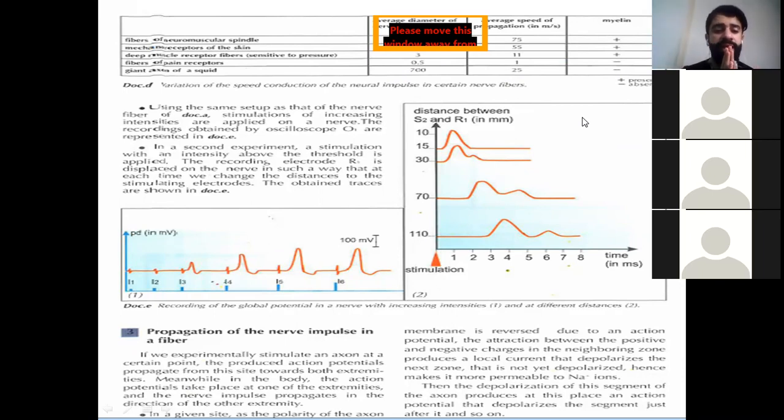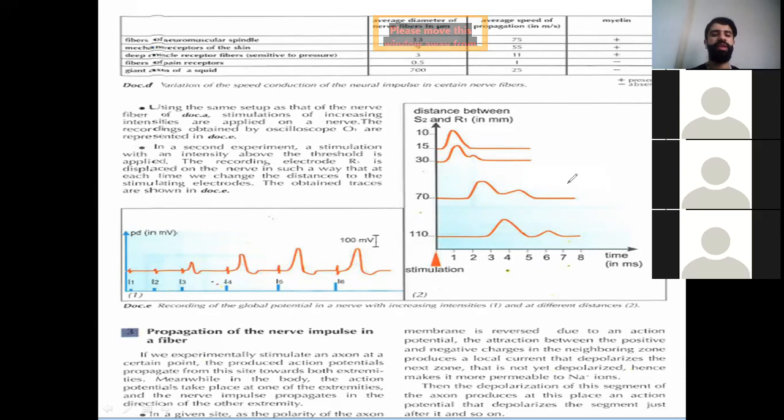Moving now to the paragraph talking about document E1 and 2. Pay attention to this. Using the same setup that's used in document A, there are stimulating electrodes connected to the oscilloscope. Stimulations of increasing intensities are applied on a nerve. The recordings are obtained by oscilloscope O1 and represented in document E. So we have a representation of these recordings at increasing intensities, recorded at different instances.